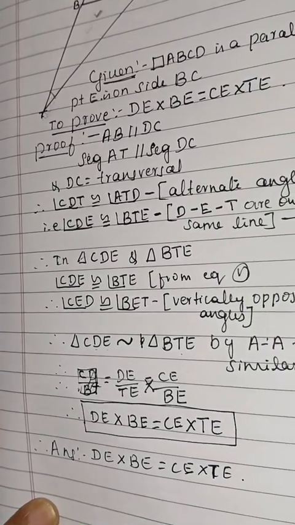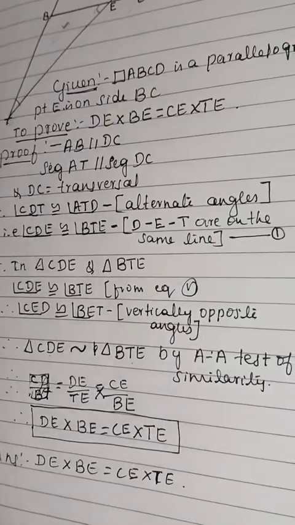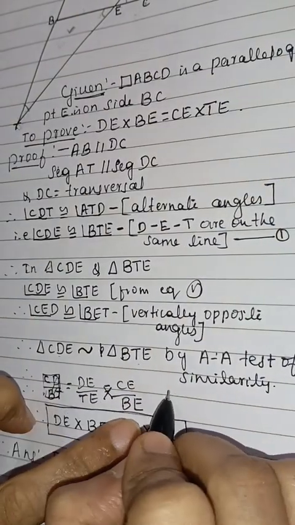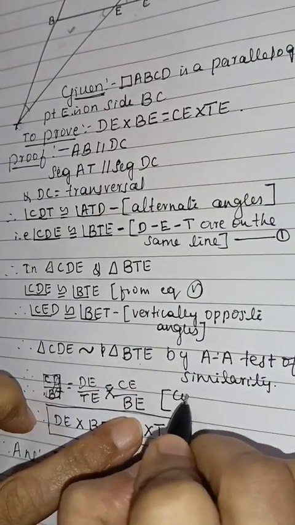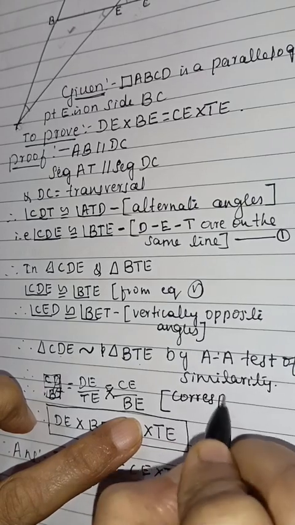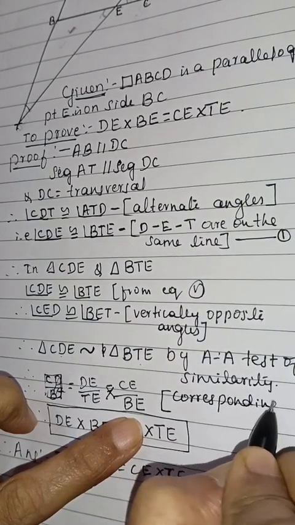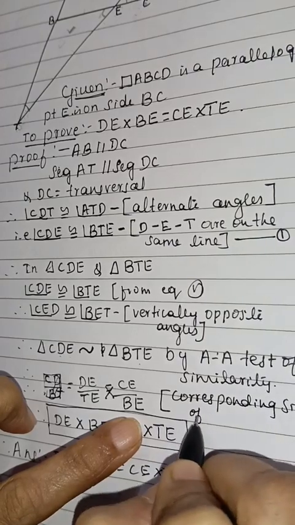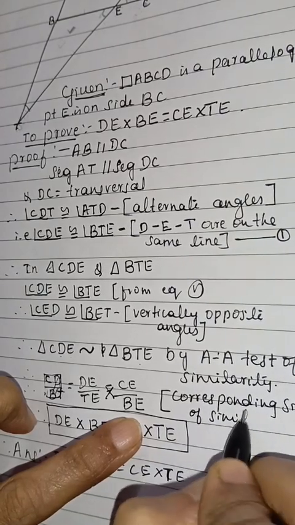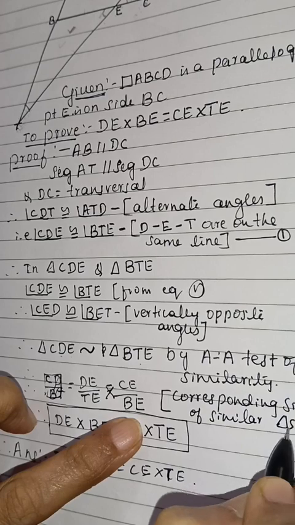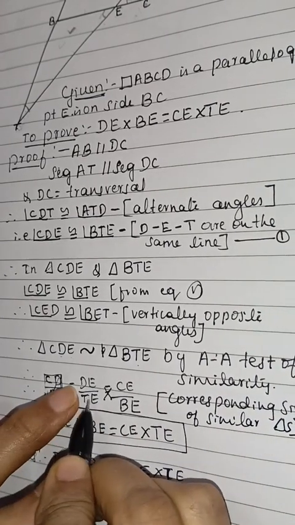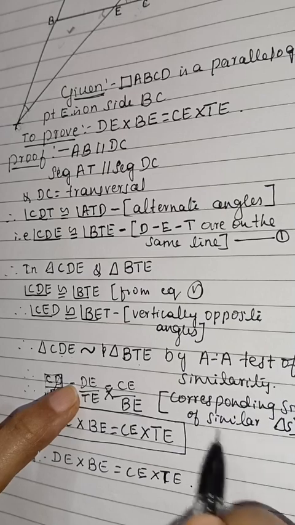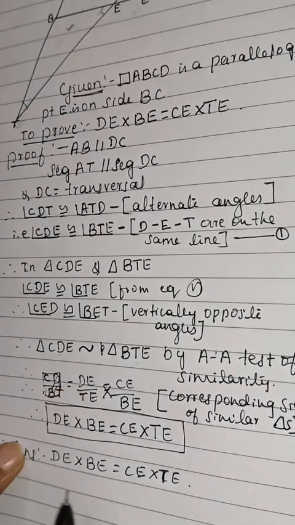Okay, for this you have to write here corresponding sides. You have to write in bracket: corresponding sides of similar triangles. Okay, this corresponding sides we wrote. No, for that you have to write corresponding sides of similar triangles.